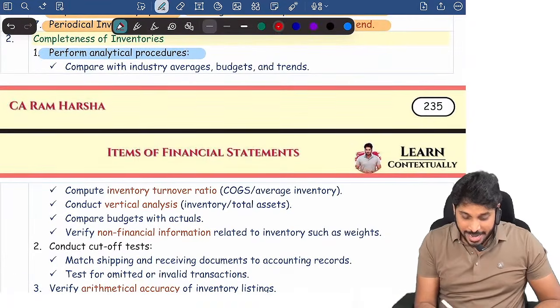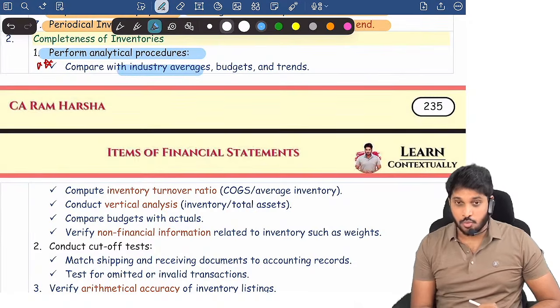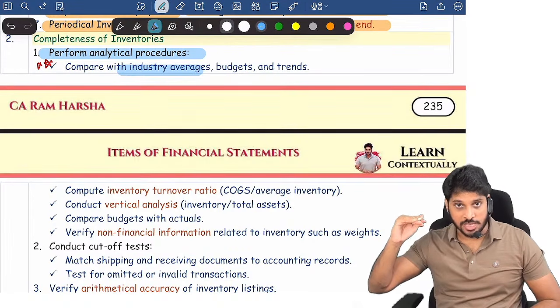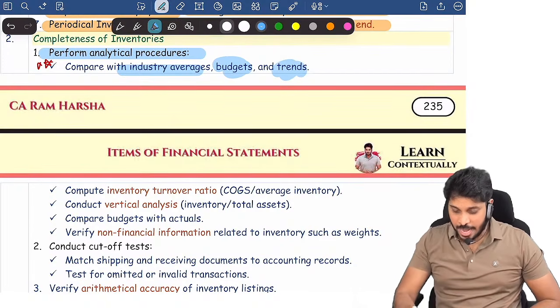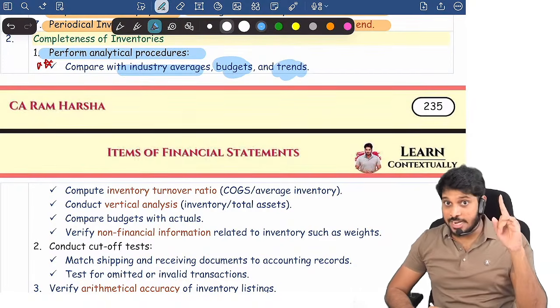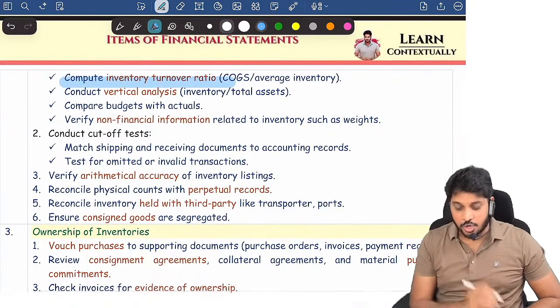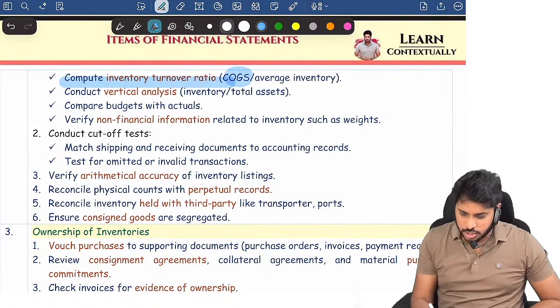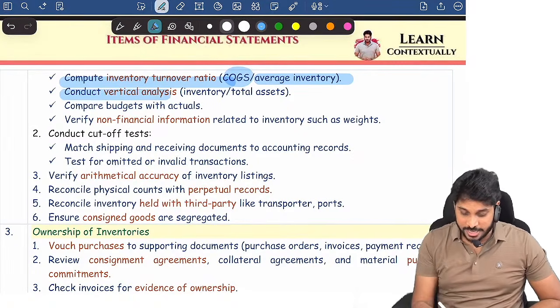Next, then again, you need to check completeness of inventory. In that, performing analytical procedure is important. Now look at the industry average. What is the industry average inventory they are holding, and what is the inventory closing balance as per budget, and look at the trend. This is an analytical procedure, guys, very important. Next, compute the inventory turnover ratio, especially the cost of goods sold to average inventory ratio. Compute that.